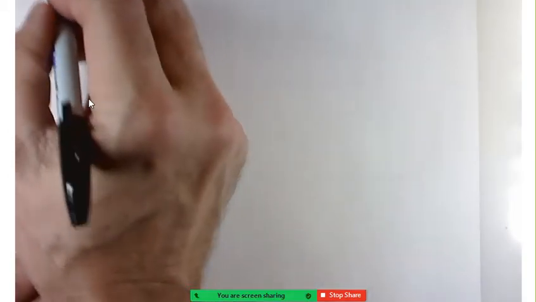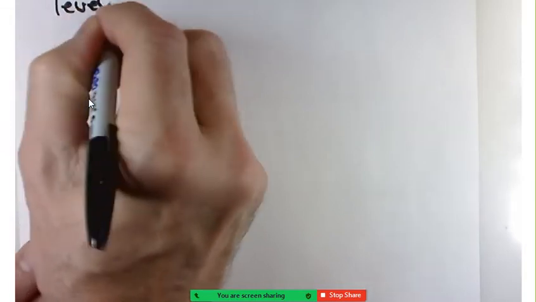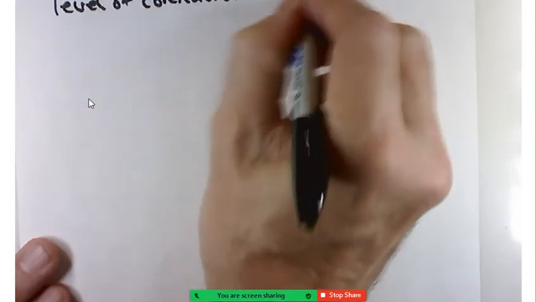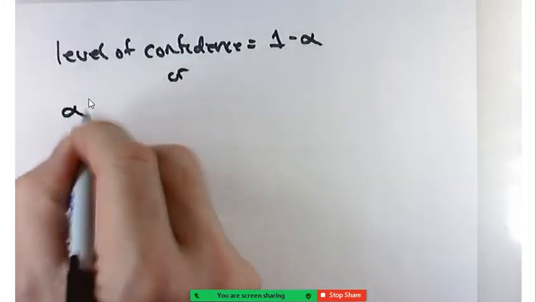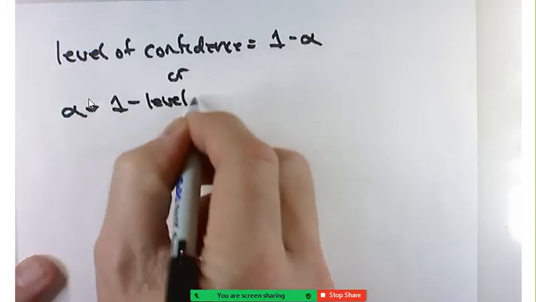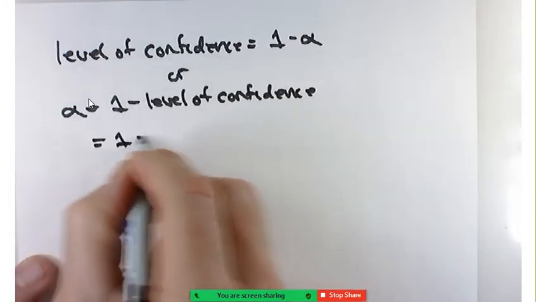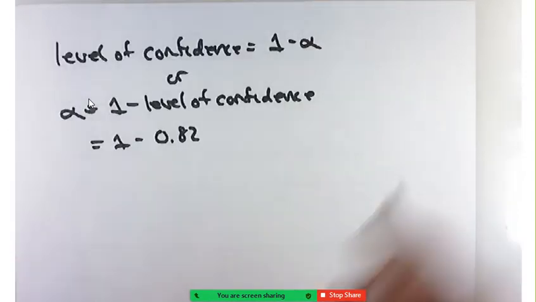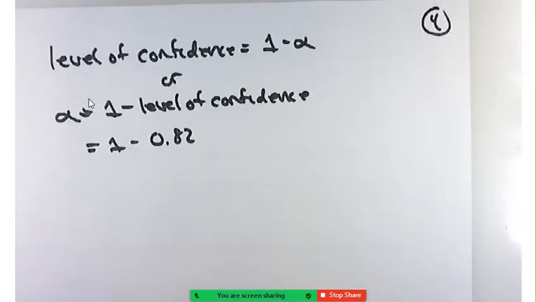So, first of all, our level of confidence is 1 minus alpha. Or looked another way around, alpha is 1 minus our level of confidence. And in our case, that was given to be 0.82. Okay, good.